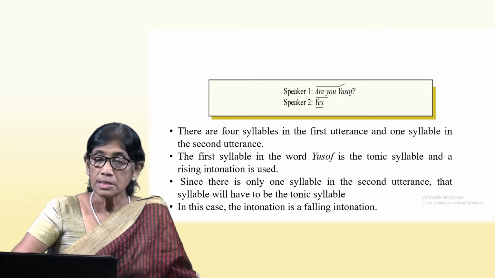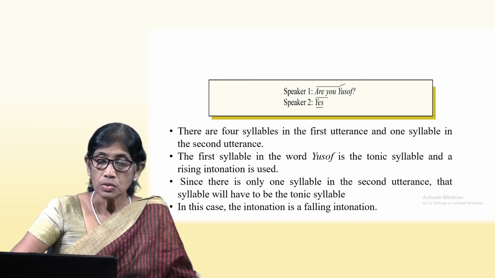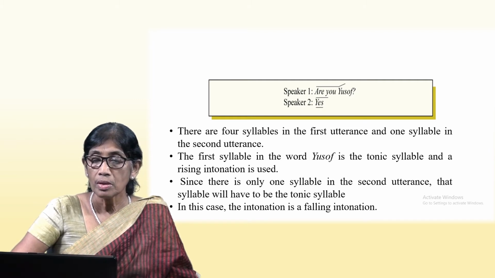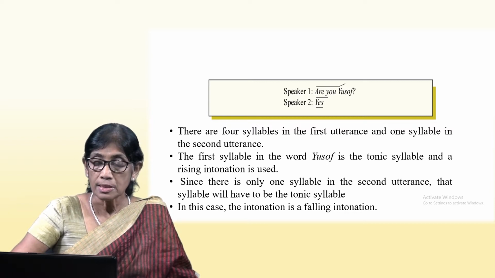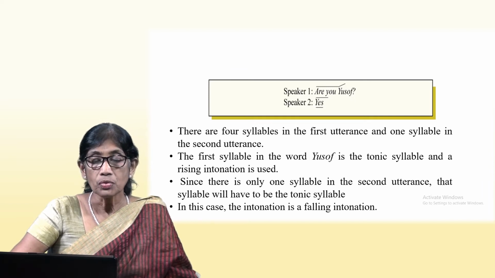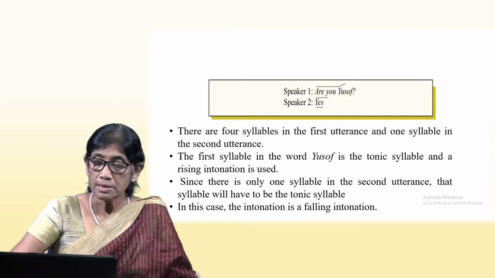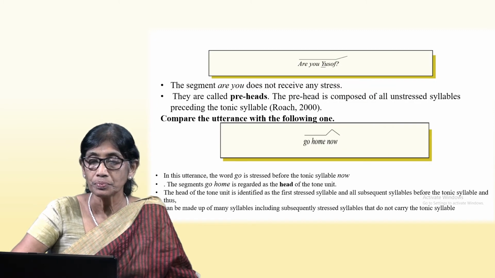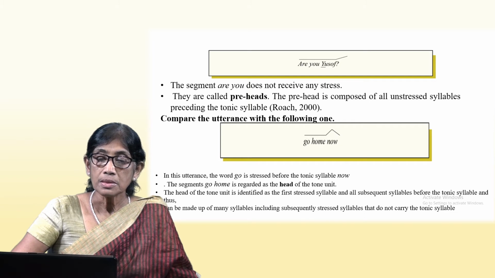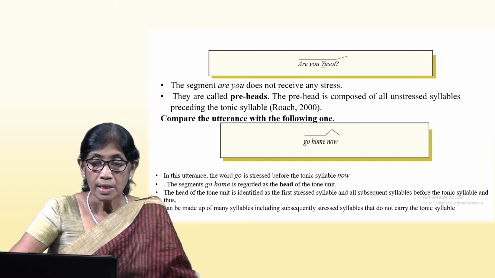Now if you see this, there are 4 syllables in the first utterance, and in the second one there is only one. And how do you say it? You say, "Are you Yusuf?" And the second speaker says, "Yes." So Yusuf is the tonic syllable, and rising intonation is used. Since there is only one syllable in the second utterance, that syllable will have to be the tonic syllable. And the segment "are you" does not receive any stress, and that is called the pre-head.